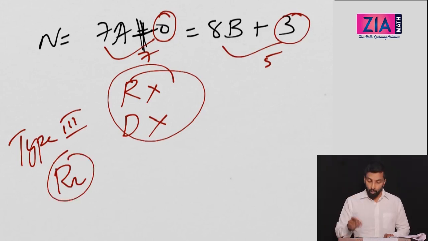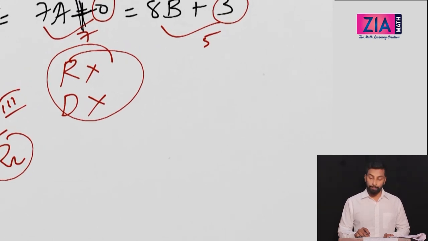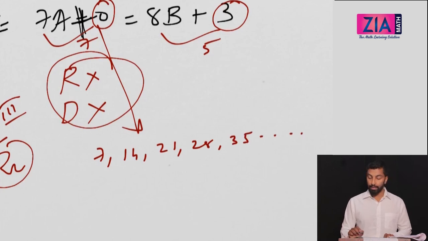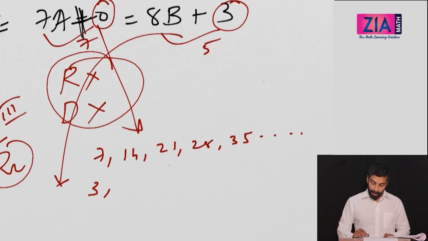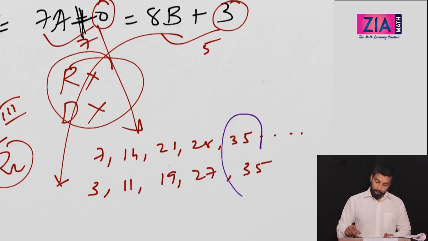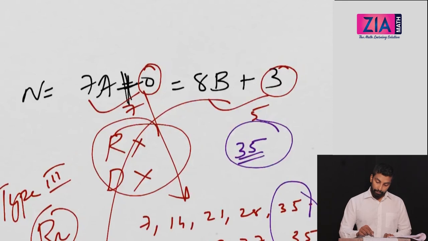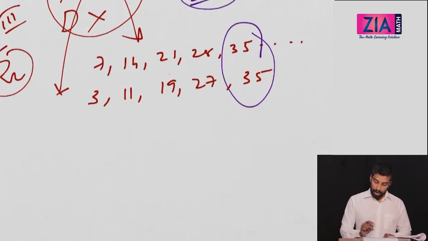Now when you solve it in round 2, how will you solve it? First you will expand the first series, 7a plus 0. So what are the numbers? 7, 14, 21, 28, 35, etc. Similarly, when you expand the second series, the first number is 3, then 3 plus 8, 11, then 19, then 27, then 35. Now you got a common number here. So that's your first term, 35. Now what is the common difference? That will be the LCM of 7 and 8, 56. So your AP will be 35 plus 56k.